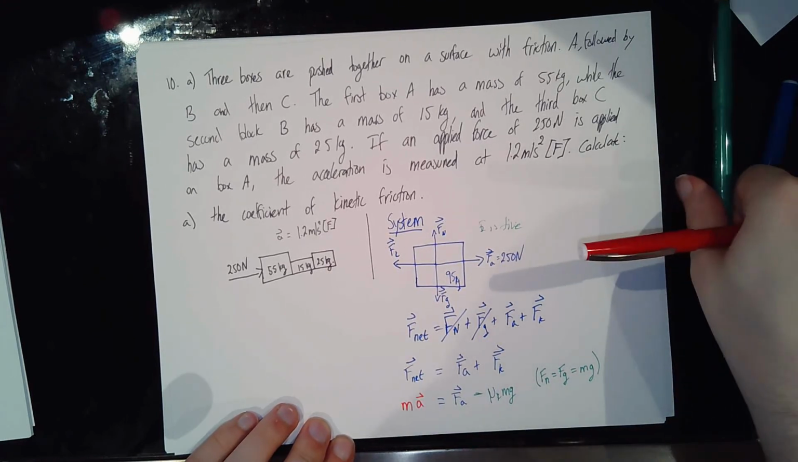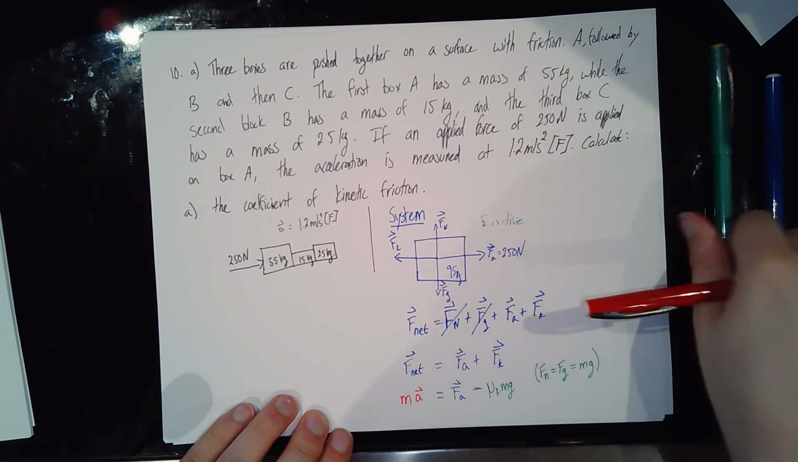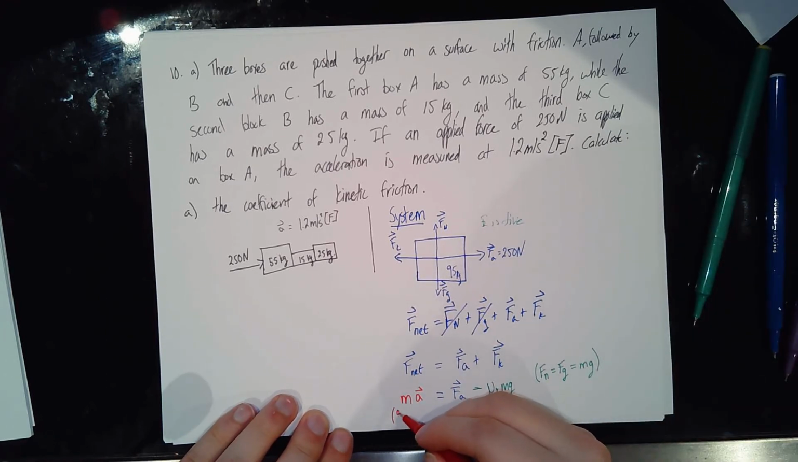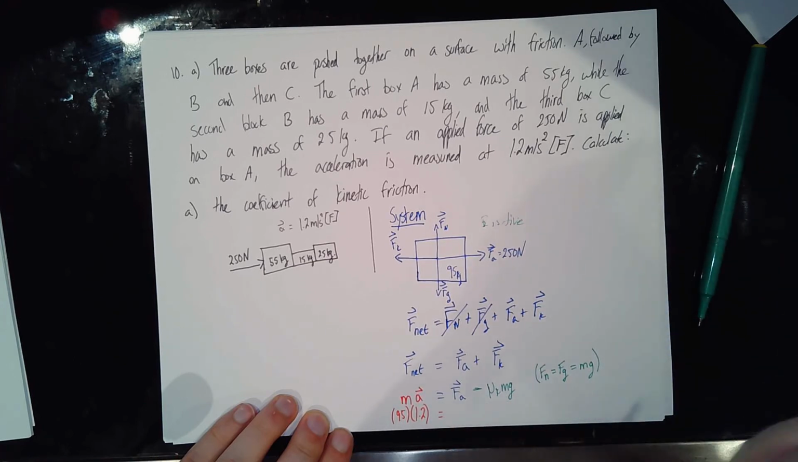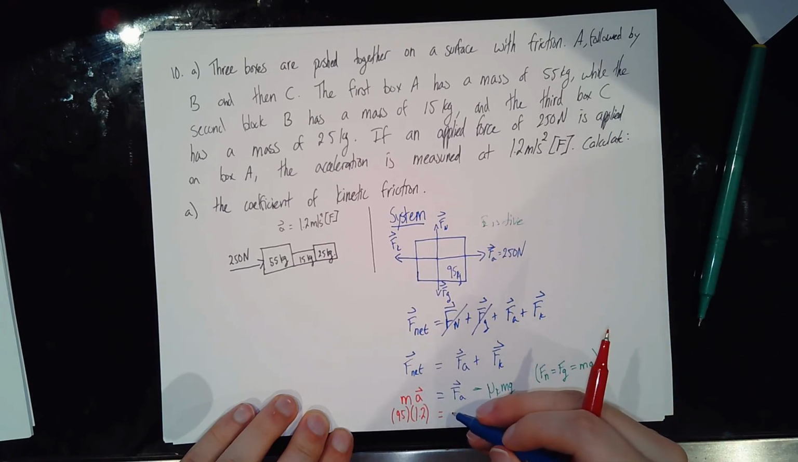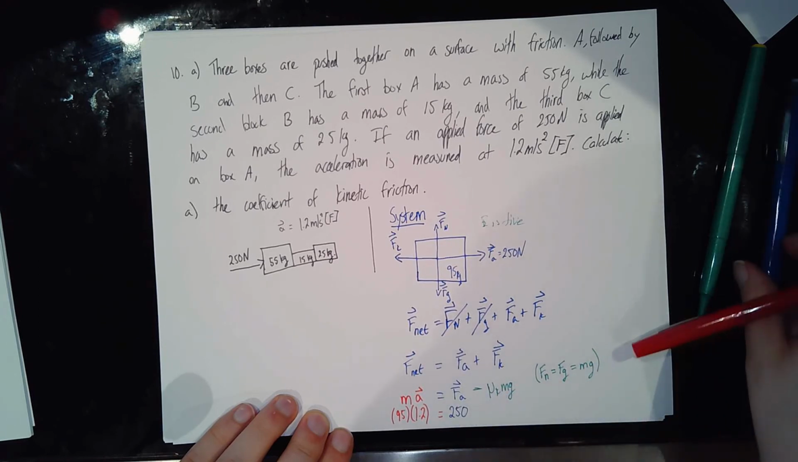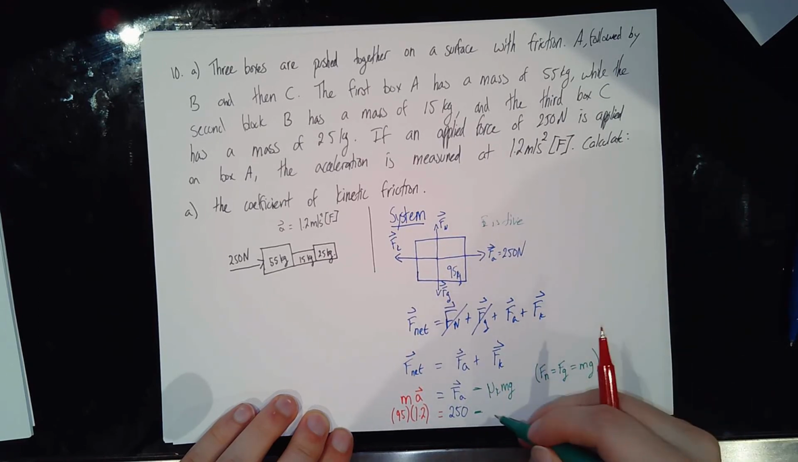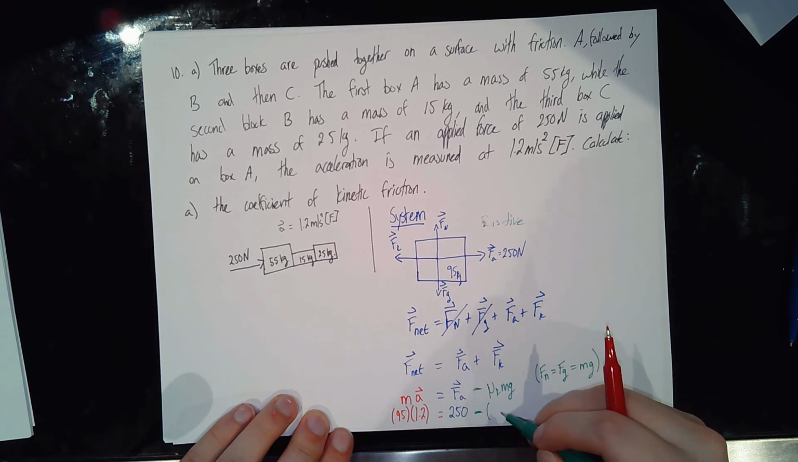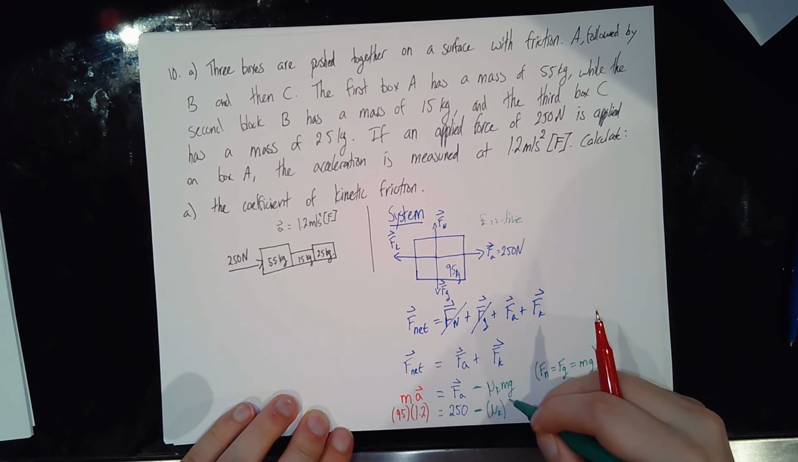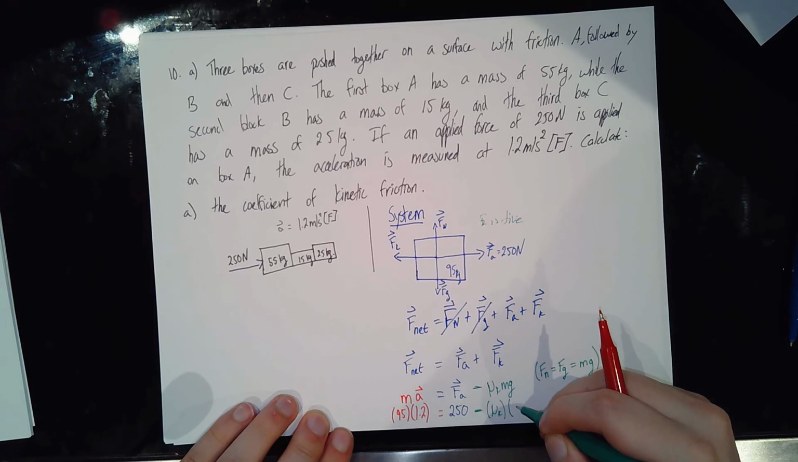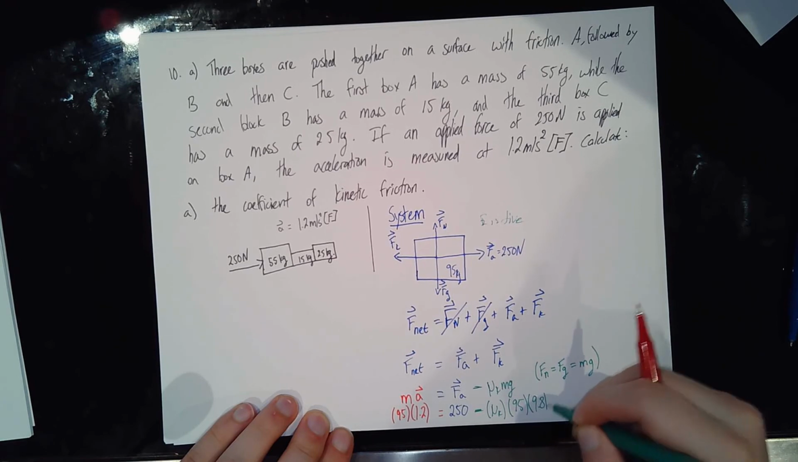And so now we can put our numbers in. So the mass of the system is 95 kilograms. The acceleration of the system is given to us at 1.2 meters per second squared. Our applied force is going to be in the positive direction as well, and so that's going to be 250. And then our force of kinetic friction is going to be in the negative direction, so it's going to be minus mu k times our mass, which is 95 kilograms times 9.81.